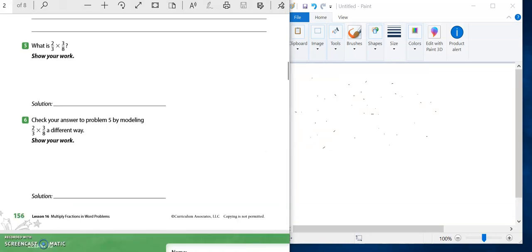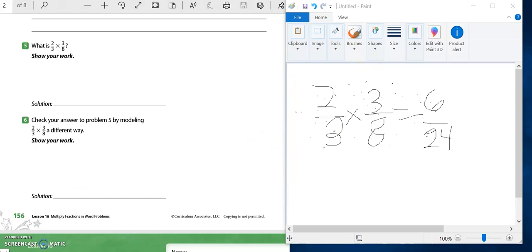Okay, so for number 5, it says, what is 2/3 times 3/8? Show your work. Okay, so when showing our work, we would multiply 2/3 times 3/8. We multiply our numerator first. 2 times 3, we get 6. 3 times 8, we get 24. So our solution here is 6/24.